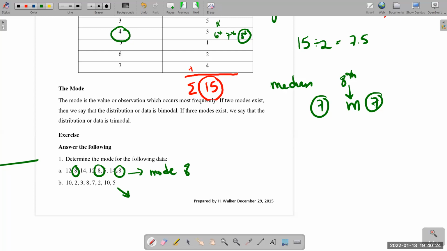Yes. What do we call something with 2 modes? Exactly. So this is an example of a bimodal example. We call this bimodal because there are two modes, and the modes are 2 and 10.